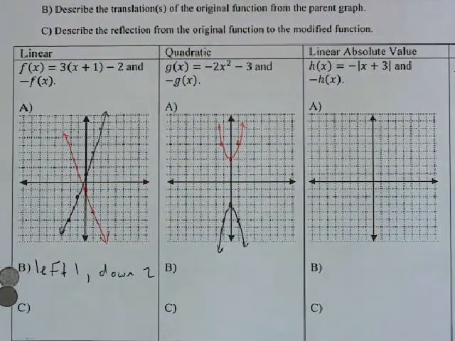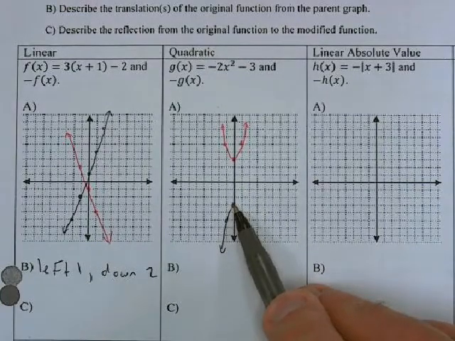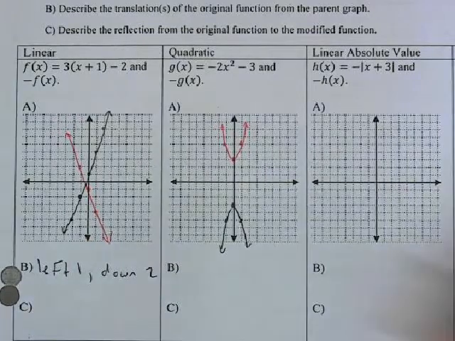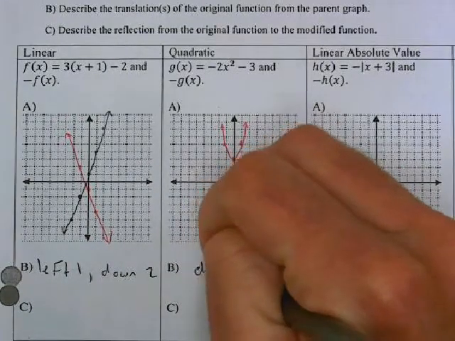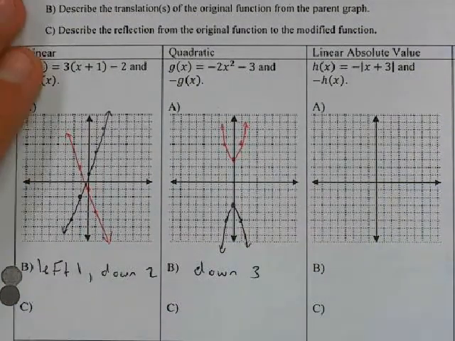Okay? And then for part B, how was this graph shifted originally? Instead of being at the origin, our vertex is at negative 3. In other words, it was shifted down 3 because of that minus 3 right there. So just down 3 is all we want for part B. Okay, and again, we'll save part C for a little bit later.